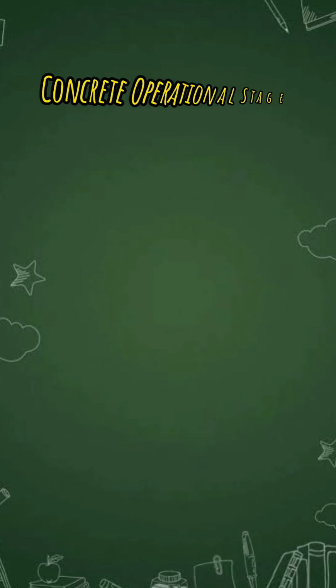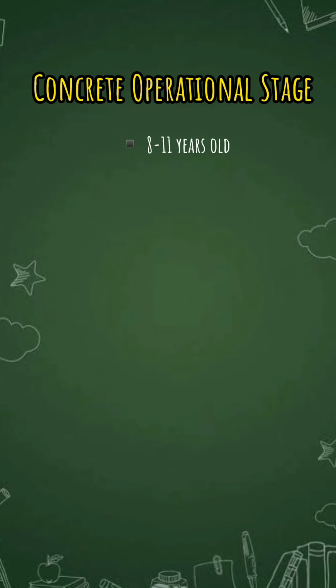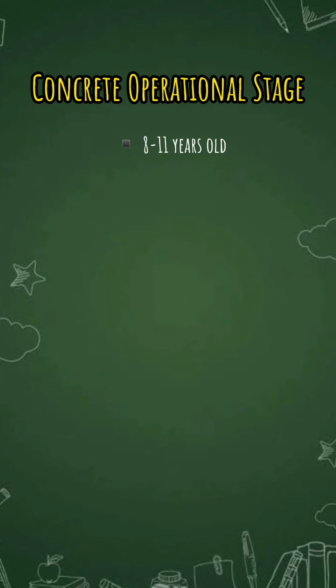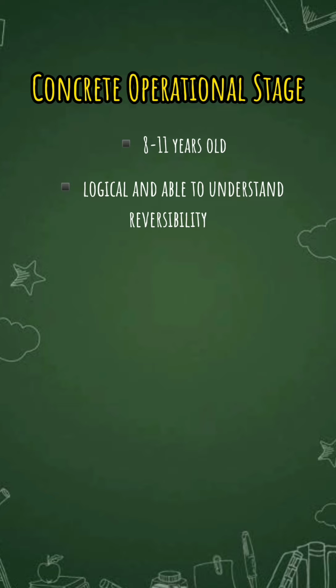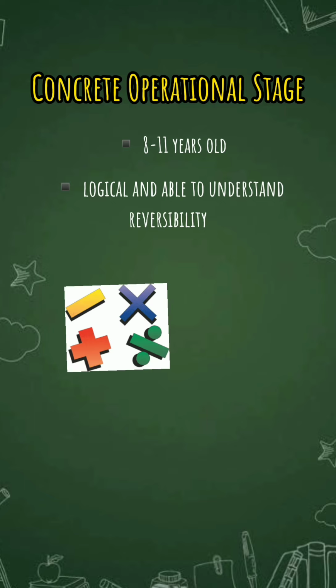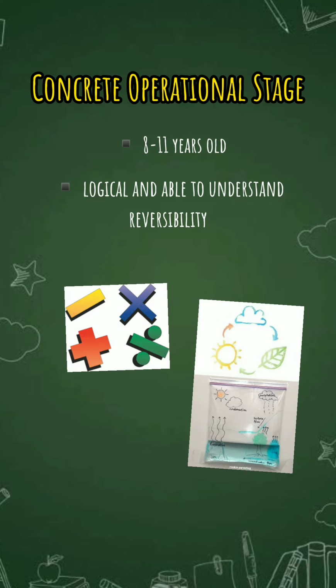Concrete operational stage ranges from 8 to 11 years old. A child becomes more logical and can now understand reversibility. As children continue to elementary school, they are able to use their ability to understand logic and reversibility, so their learning levels deal with math problems, certain science experiments, or even procedures.